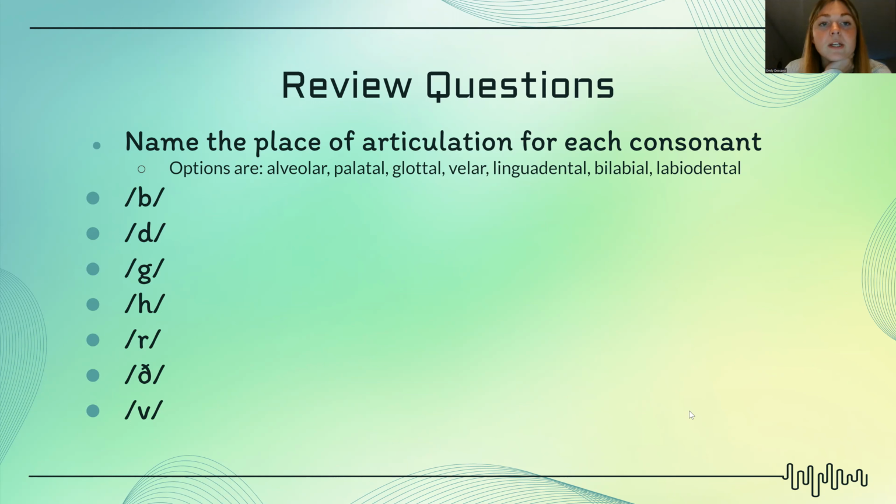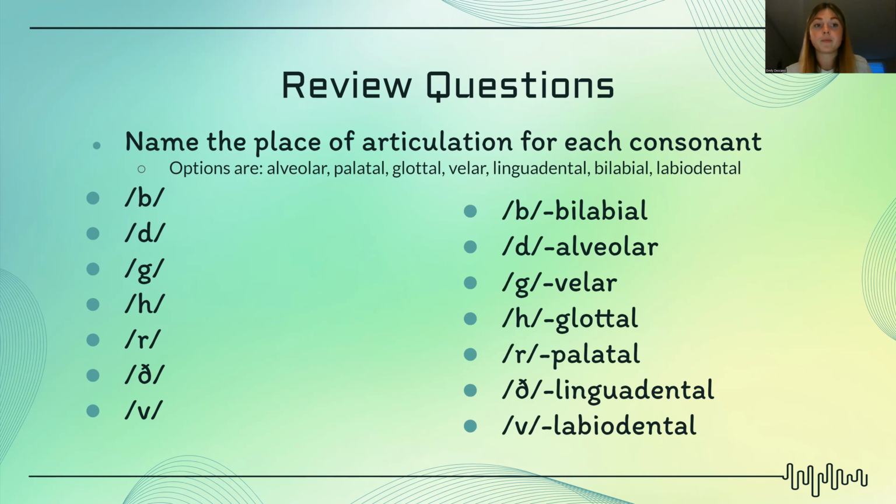So the first one is about the place of articulation of each of these consonants. They give you the options here. Again, it helps to just make the sound and you can get the answer that way. You can tell where your tongue is in your mouth and what your lips are doing when you make that sound. So B: is it alveolar, palatal, glottal, velar, linguodental, bilabial, or labiodental? You can tell when you make B, you're using both of your lips. So that is bilabial.